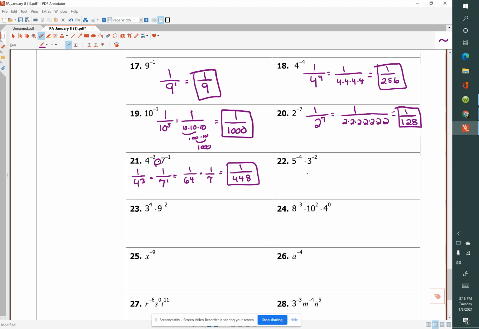And number 22, we have 5 to the negative 4th power, so that would be 1 over 5 to the 4th times 3 to the negative 2nd power, which would be 1 over 3 to the 2nd power, and 5 to the 4th power equals 625 times 1 over 3 to the 2nd power is 3 times 3, so that's 9. And when we multiply across, our numerator is 1, and our denominator is 5,625.